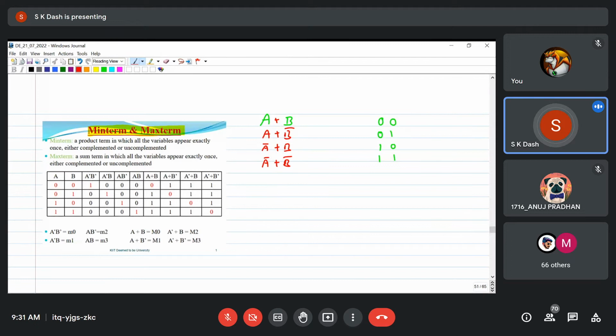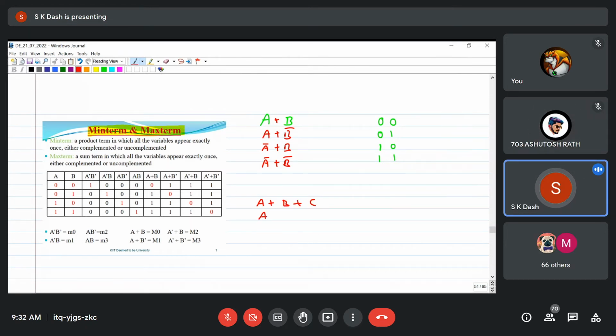Similarly, if I have 3 inputs A, B, C, then how many sum terms are possible? 8. A plus B plus C, A plus B plus C bar, A plus B bar plus C, A plus B bar plus C bar, A bar plus B plus C, A bar plus B plus C bar, and A bar plus B bar plus C bar. These 8 sum terms are possible.